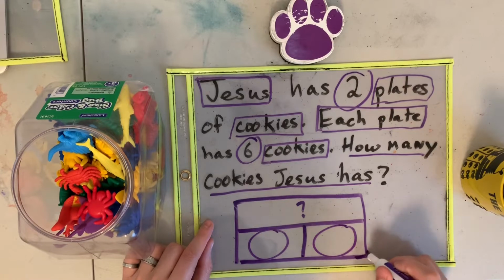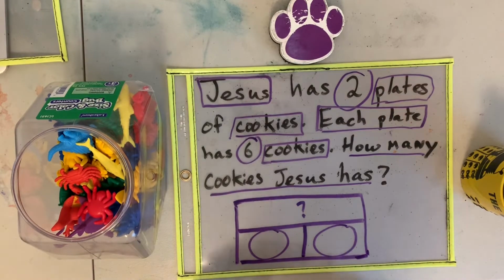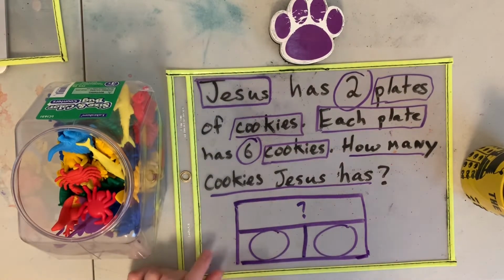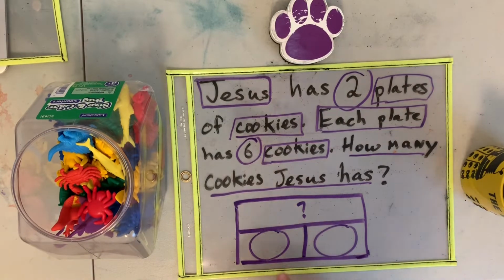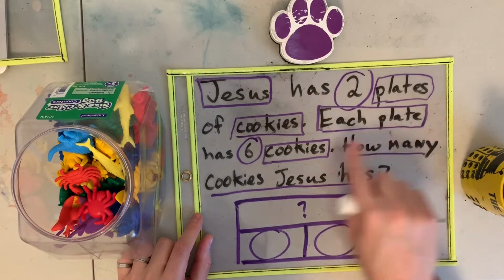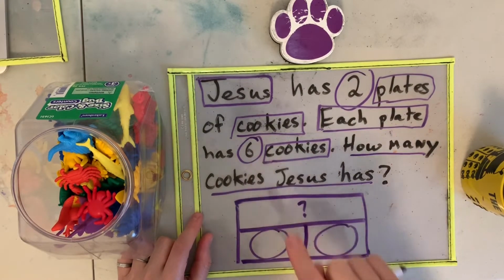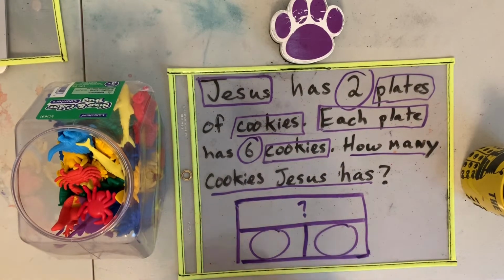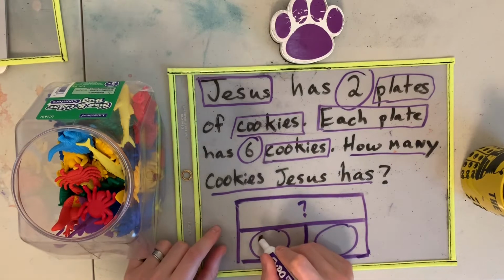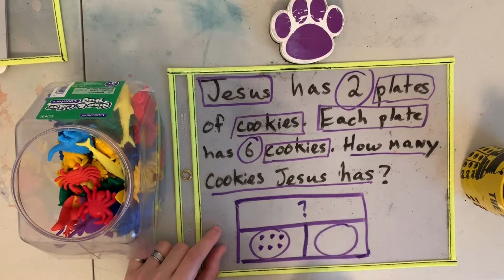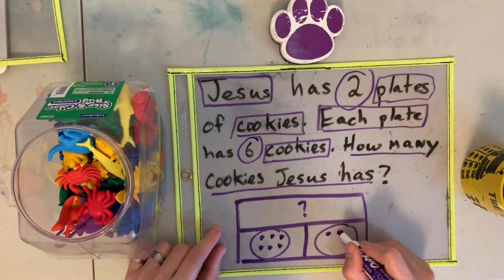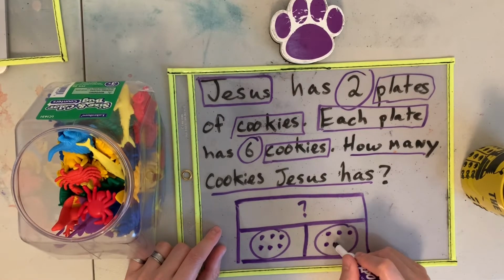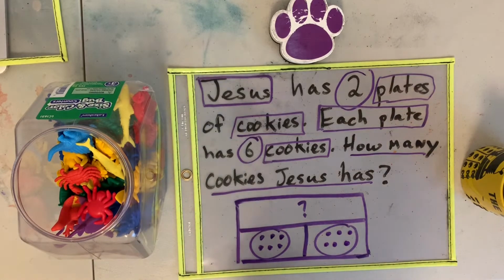How many cookies? Si tiene 2 platos. ¿Cuántas galletas hay en este plato y cuántas hay en este plato? How many cookies are on each plate? Each plate has 6 cookies. Cada plato tiene 6 galletas. 1, 2, 3, 4, 5, 6 cookies.